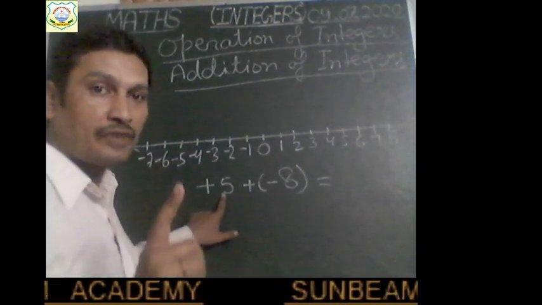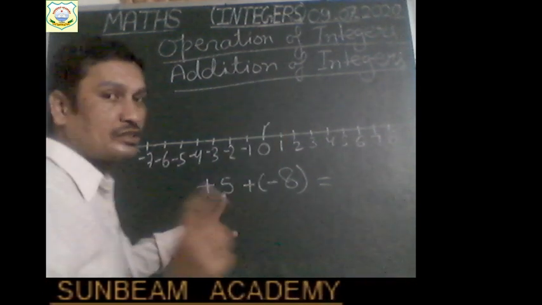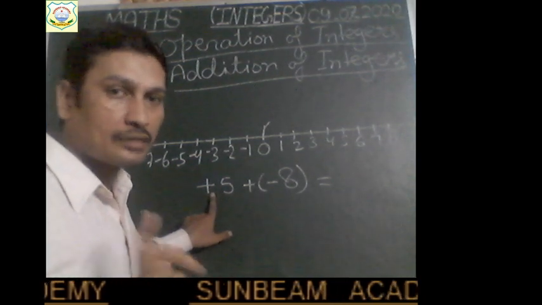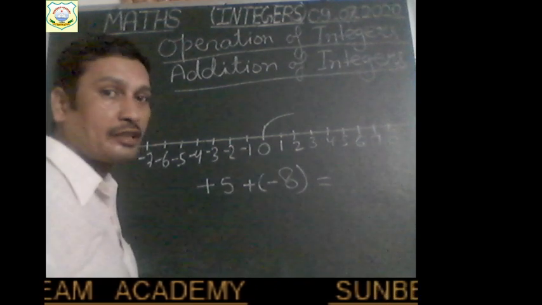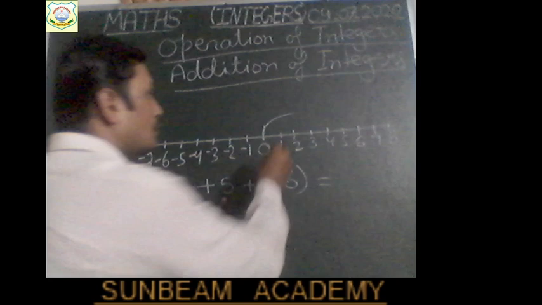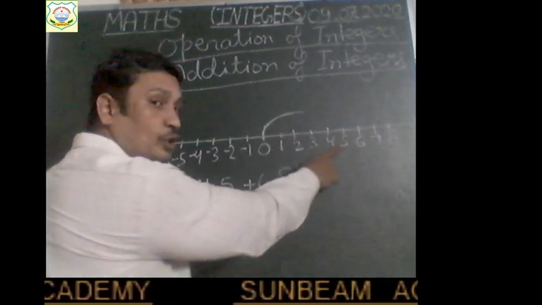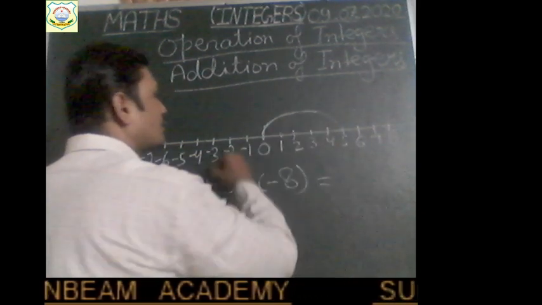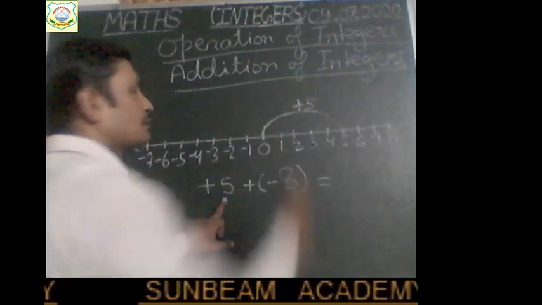First number is +5. So start from 0. And which direction you have to move? Yes, you have to move in positive direction, right? So move in the positive direction. How many steps, children? The number is +5. So you will move 5 steps. So from 0 to 1, 2, 3, 4, 5. On 5 you have to move. Move to +5. Okay. That is 5 steps.